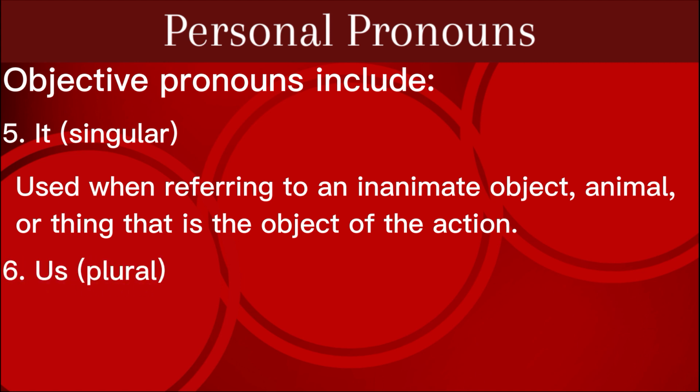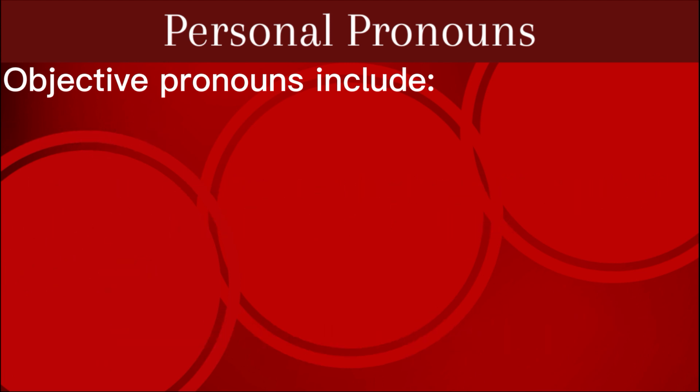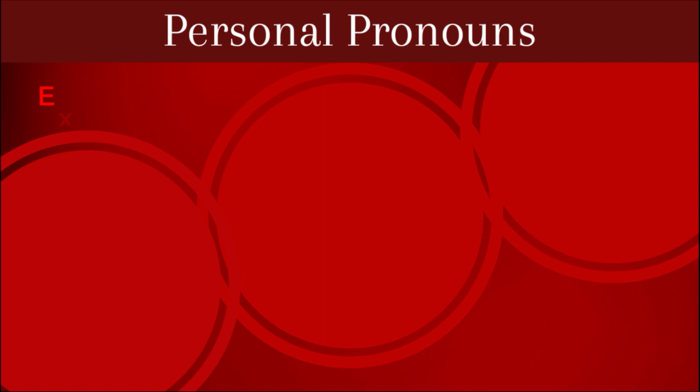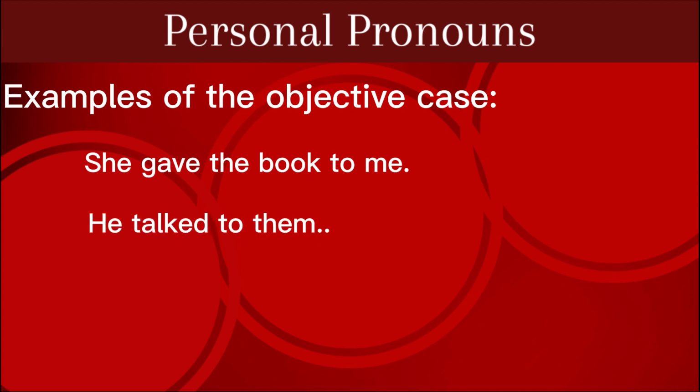Us, plural, used when referring to a group of people, including yourself, who are the object of the action. Them, plural, used when referring to a group of people or things that are the object of the action. Examples of the objective case. She gave the book to me. He talked to them. I'm going with you.